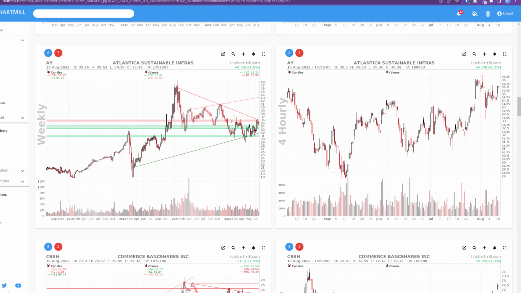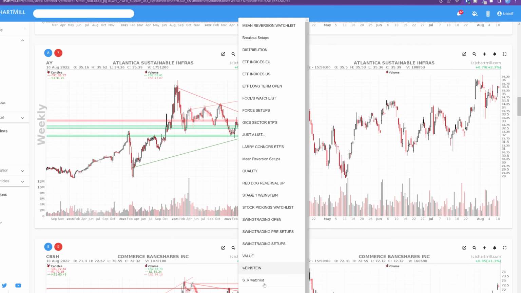Atlantica, horizontal resistance, descending trend line. If it can break out above 37, there's room to 41, so adding this one to the watch list.